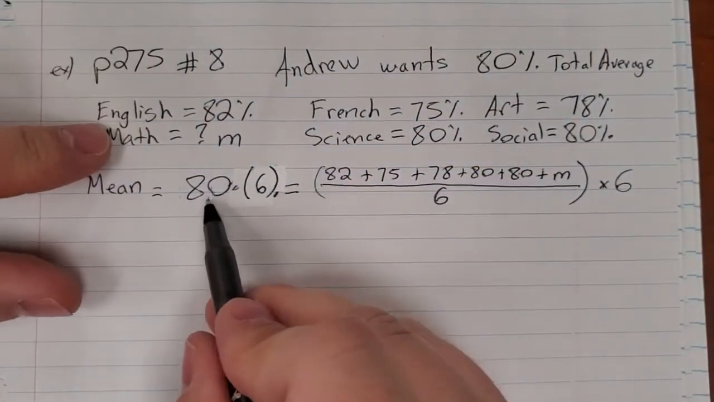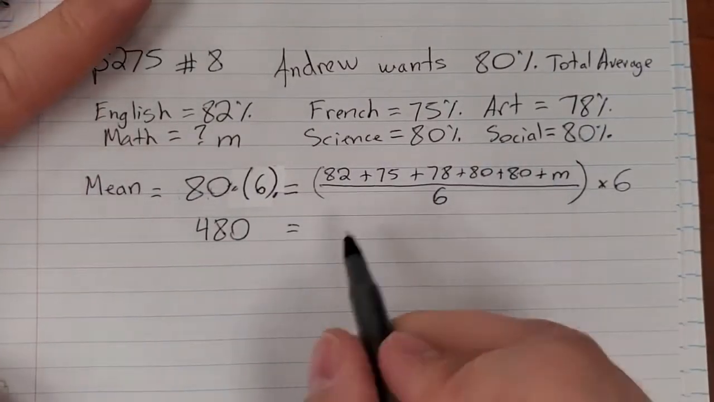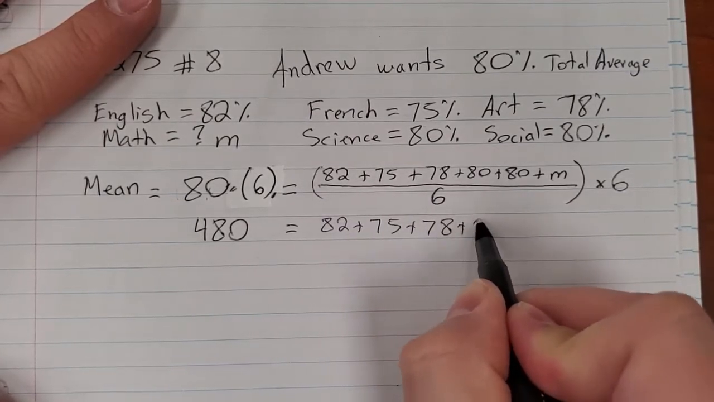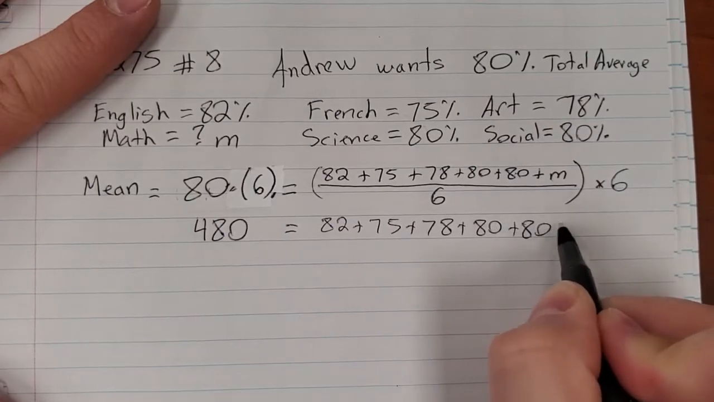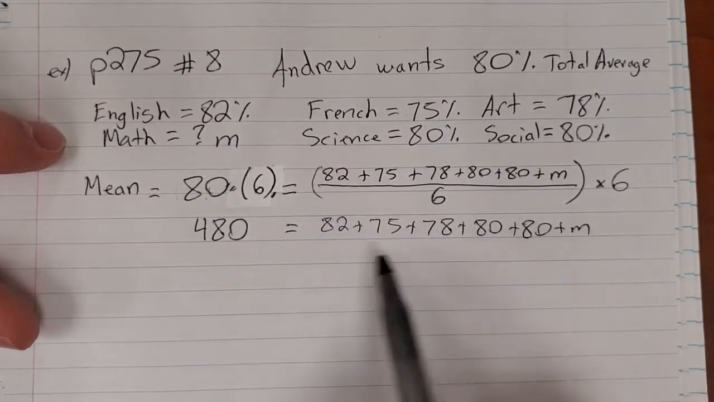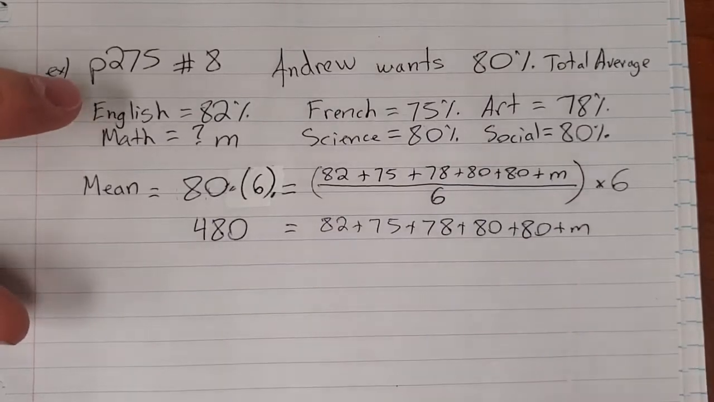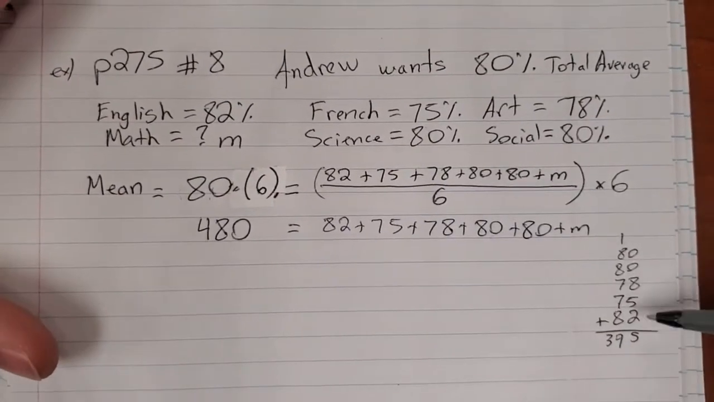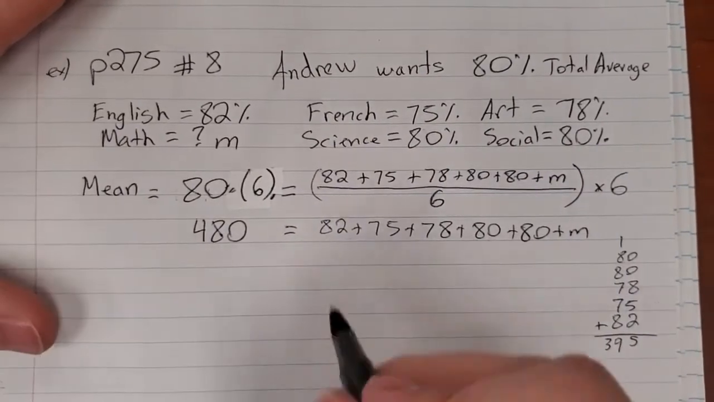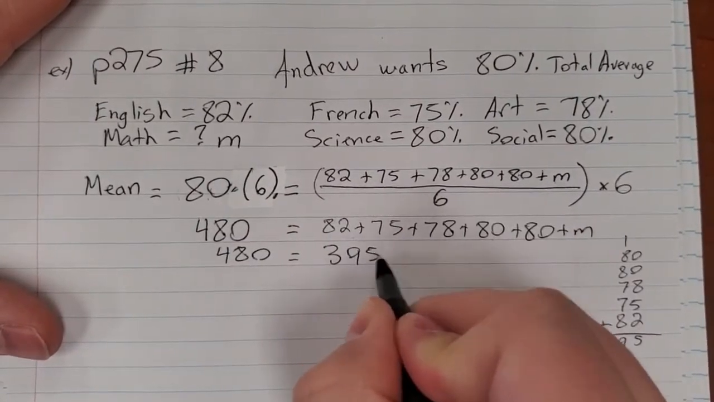And I'm left with 6 times 80. 6 times 8 is 48. So 6 times 80 is 480. Should be 82 plus 75 plus 78 plus 80 plus 80 plus m. Now, I'm going to add all of this up and subtract it from this side, and it's going to get rid of all this. And if I subtract from this side, I need to subtract from this side. So I added on the side, 80 plus 80 plus 78 plus 75 plus 82. All of these added up is 395. So this is 480 equals 395 plus m.